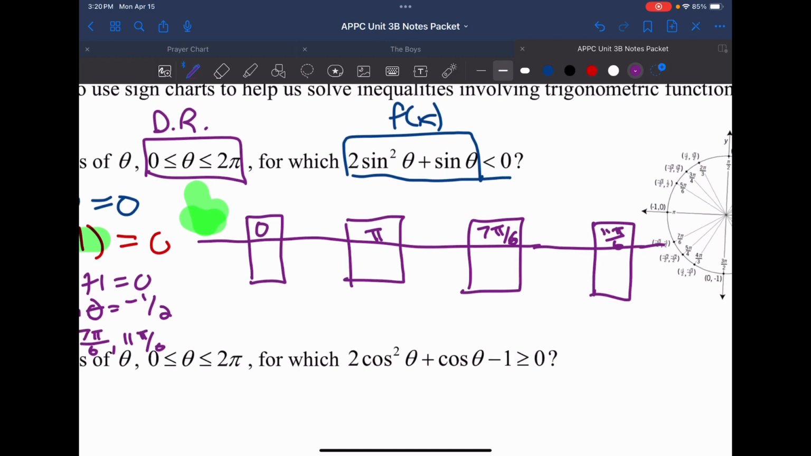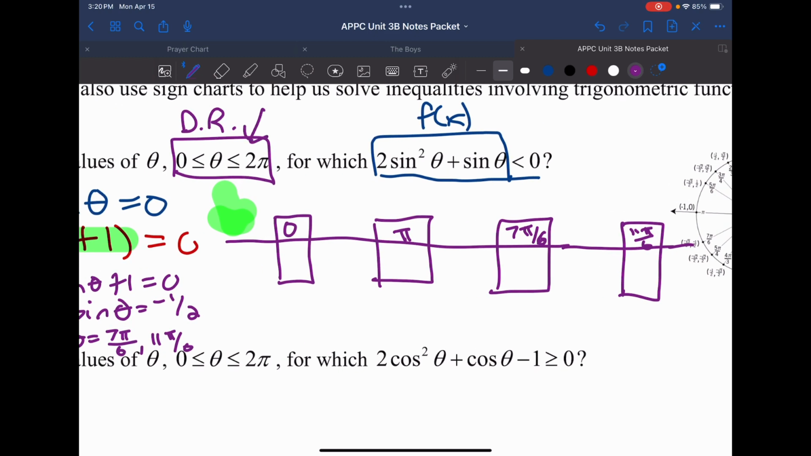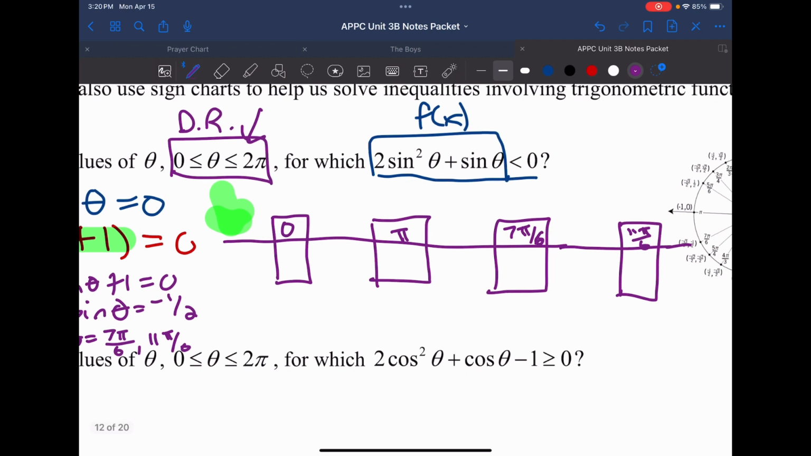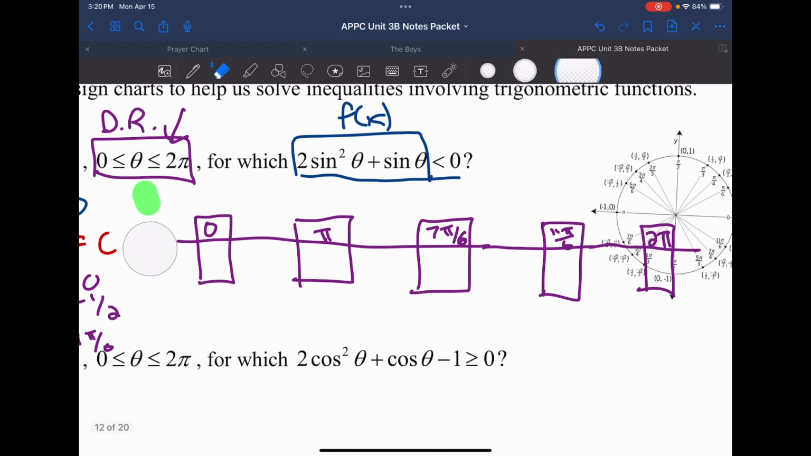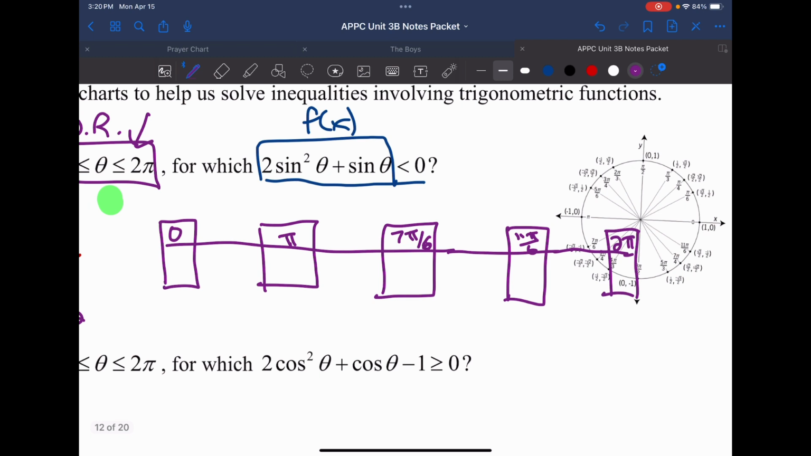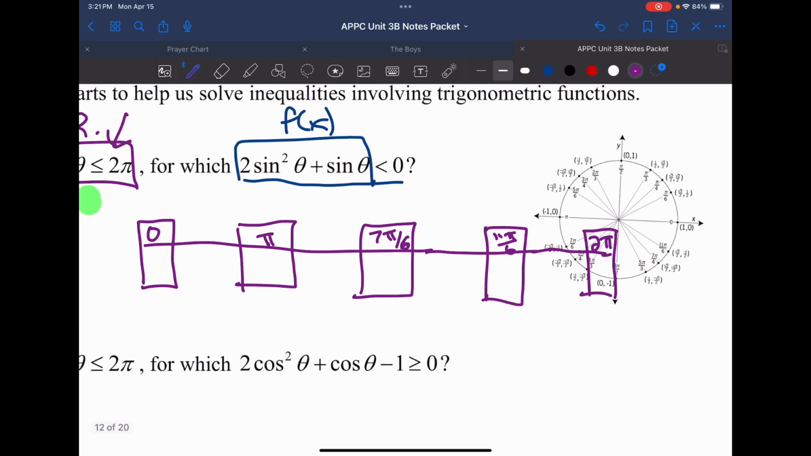Because my domain restriction, I have to start at 0 and end at 2 pi. So I also need to add in the end of my function here, so 2 pi. If you wanted to make that prettier, you could erase this part and this part. So we're just going to test the values between 0 and 2 pi. A nice value to check between 0 and pi would be pi over 2. I'm going to plug in pi over 2.